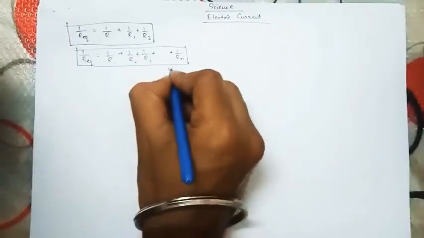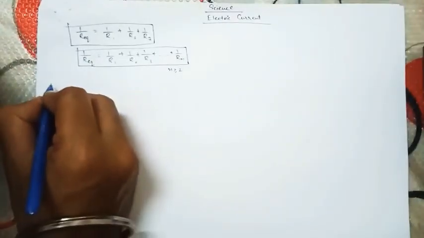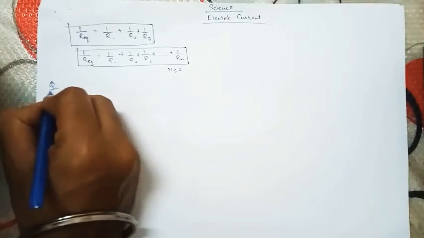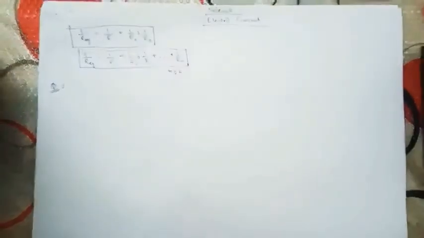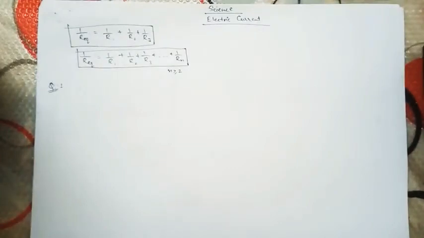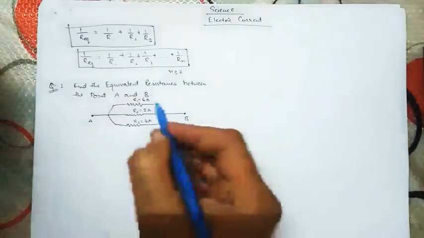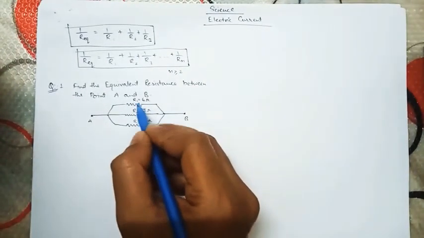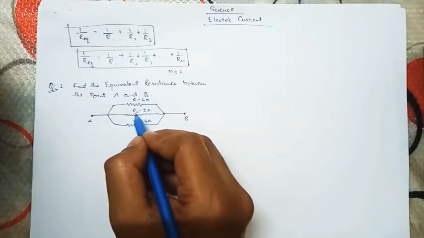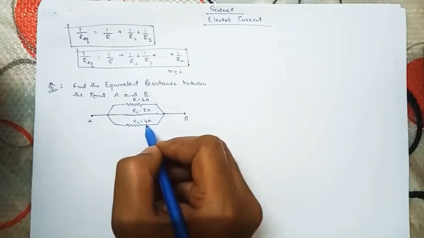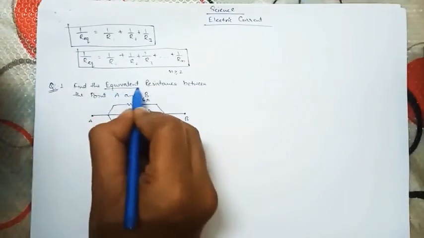Okay, now we are solving a question to understand the use of this formula. The question is: find the equivalent resistance between the points A and B, where three resistances are connected in parallel, that is R1, R2 and R3. The value of R1 equals 6 ohm, the value of R2 is 3 ohm, the value of R3 is 4 ohm. Now we calculate the equivalent resistance.